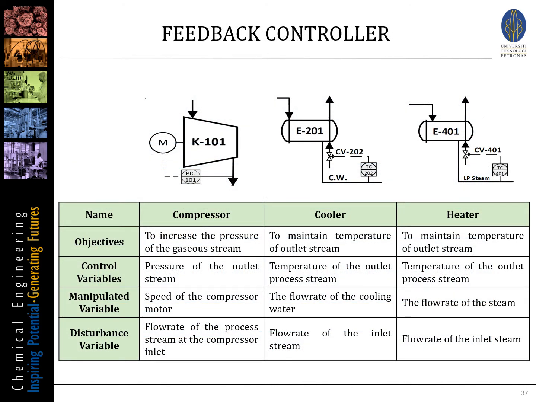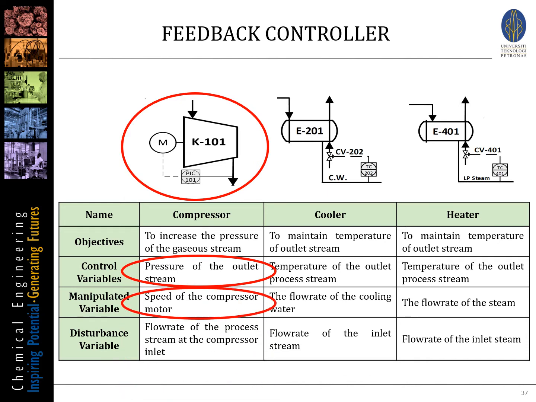We apply the feedback controller on our compressor, cooler, and heater. We will have a look at how the feedback controller works on this process unit. Have a look at the compressor. The control variable, which is what we want to control, is the pressure of the stream, by manipulating the speed of the motor. From this figure, we can see that the reading is taken after the process unit and a signal is sent to the motor of the compressor to adjust its speed until the desired pressure in the stream is achieved.